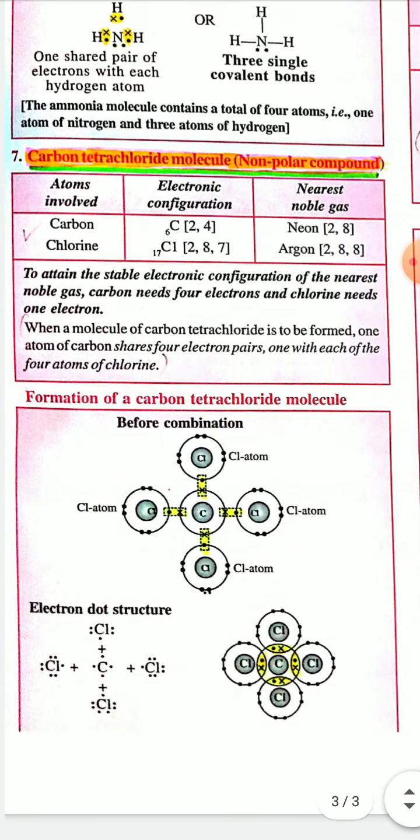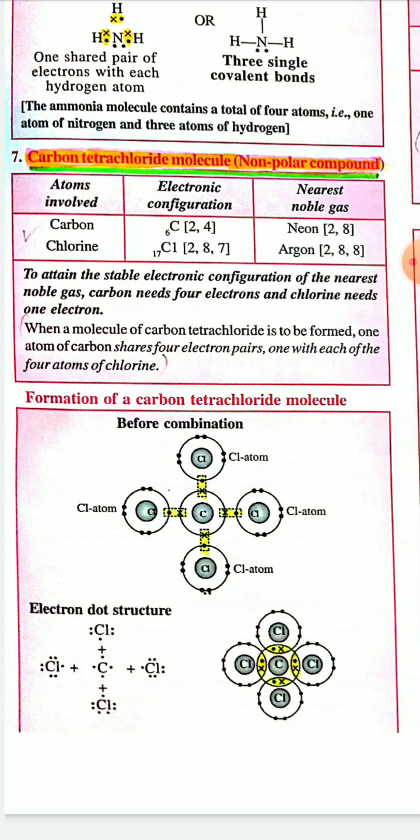Next, carbon tetrachloride, CCl4, which is a non-polar covalent compound. In CCl4, carbon has 4 electrons in the valence shell, its atomic number is 6, so 2, 4 is the electronic configuration of carbon, and chlorine has 7 electrons in the outermost shell or valence shell. So both the elements, carbon and chlorine, need: carbon needs 4 more electrons to become an octet, and chlorine needs 1 electron to become an octet.